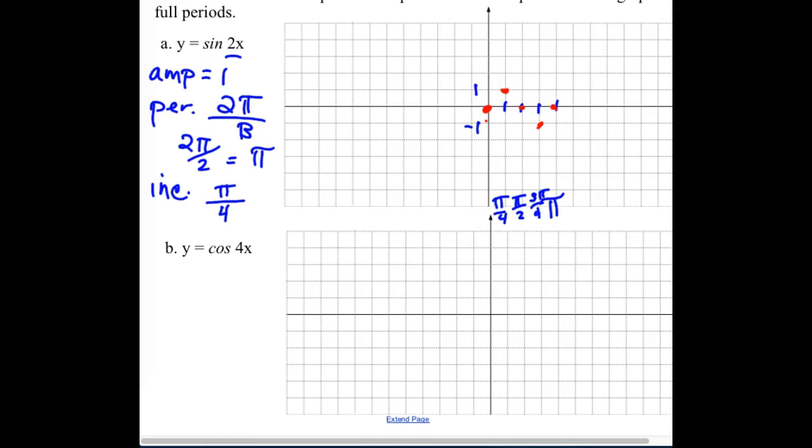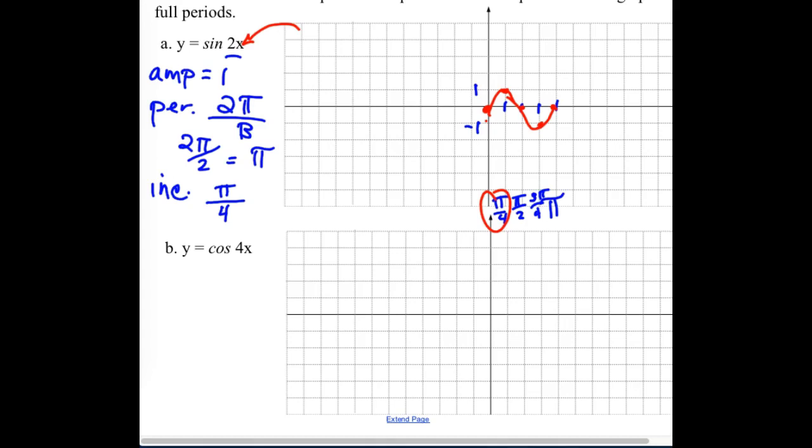Yes? Because think about it, if I put this angle of pi over 4 into my equation, what's going to happen to it? It's going to get multiplied by 2, and it's going to turn into pi over 2, and the sine at pi over 2 is 1, right? So you should be having those same 5 points. All we're doing is changing the spacing horizontally a little bit. Does that make sense? Okay, so here's my curve.